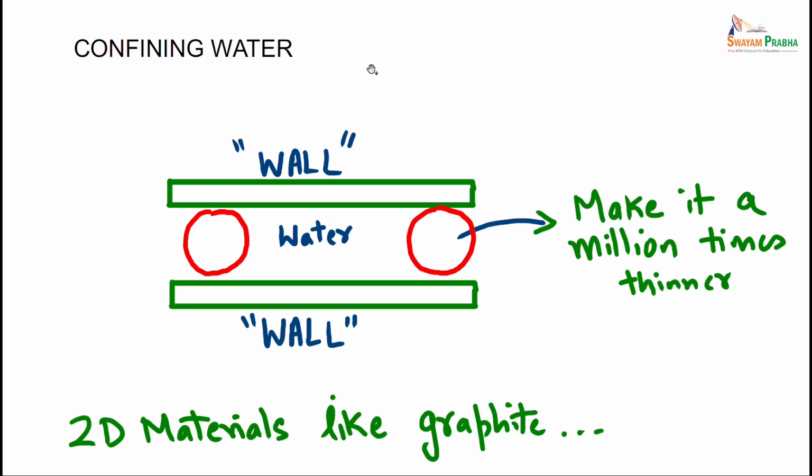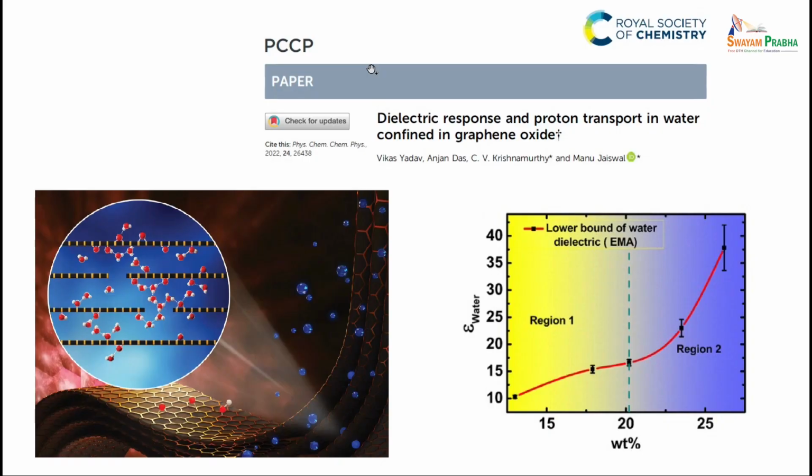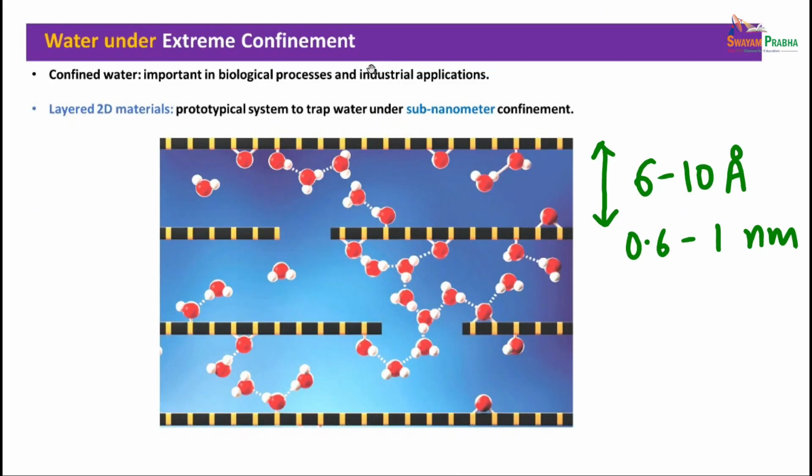very hard to make. That is where some naturally existing systems are helpful, and these are two-dimensional materials like graphite, where the separation is less than a nanometer. And if we could put water inside these spaces, then it would be very different from the bulk water. So this is some work we have done here, and the people who have done the work are also at the back. I will just tell about the work.